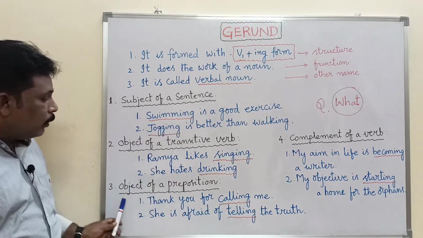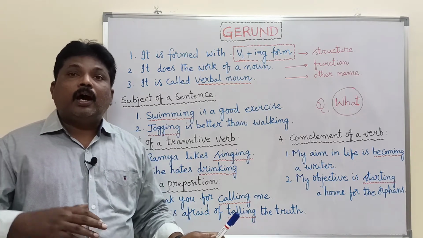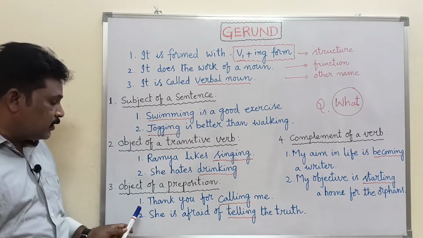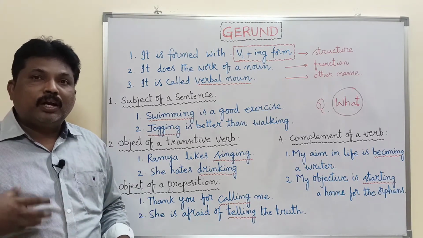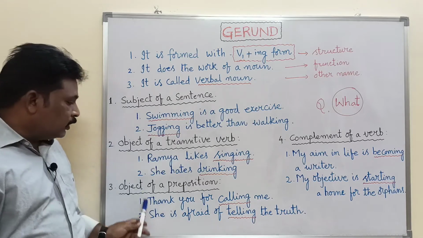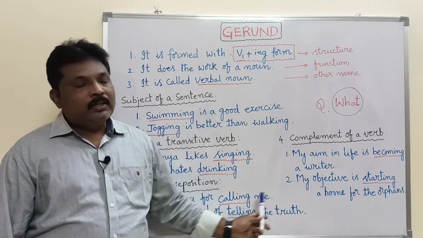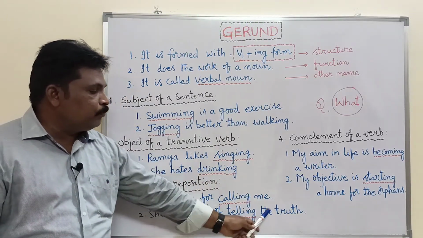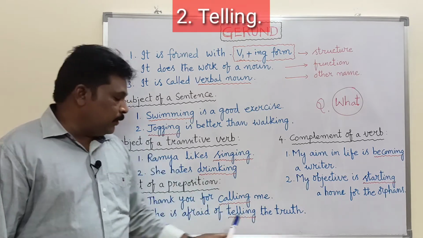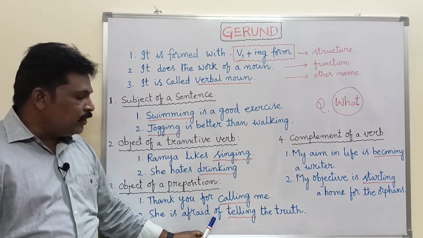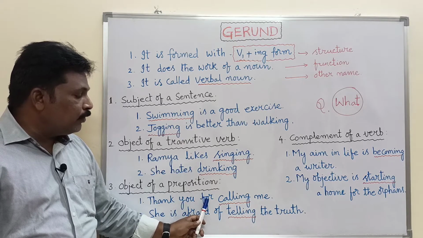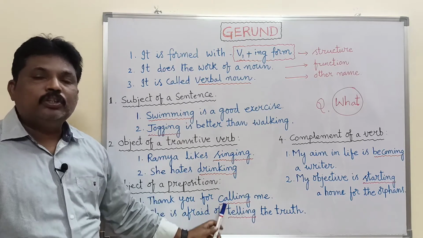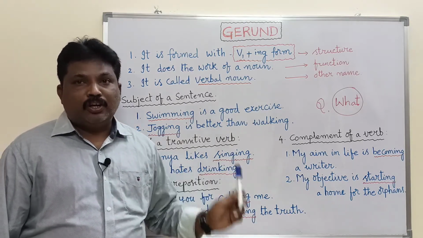Third one, object of a preposition. After the preposition, gerund can be used in sentences. When somebody makes a phone call and gives some information, then we answer, thank you for calling me. See here, calling is a gerund. Next one, she is afraid of telling the truth. Here telling is the gerund. For is a preposition, of is a preposition. The objects of the prepositions are calling and telling. So this is the third way where the gerund is used.